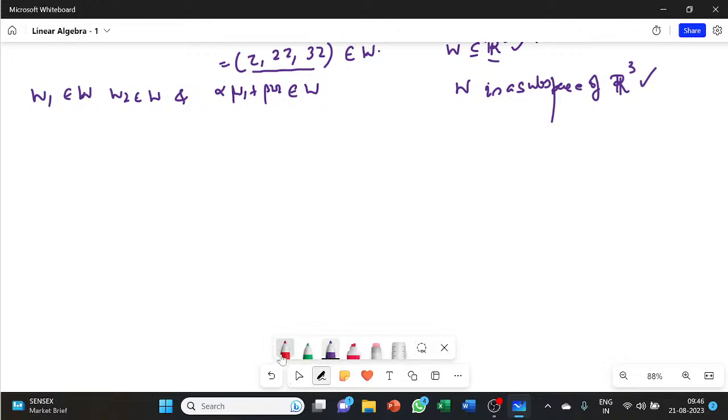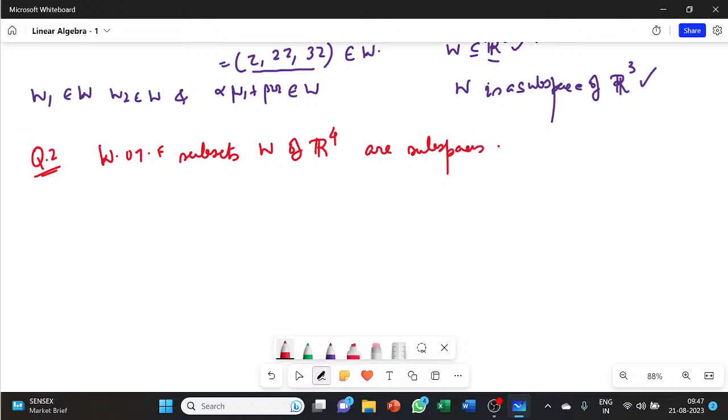Now let us think of another example that will make things clear for you. Let's say I'm taking a bigger example. Now tell me which of the following subsets W of R raised to power 4 are subspaces of R raised to power 4. R power 4 means it is 4-dimensional space.